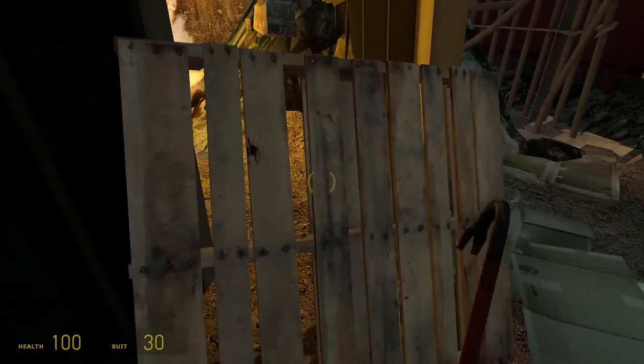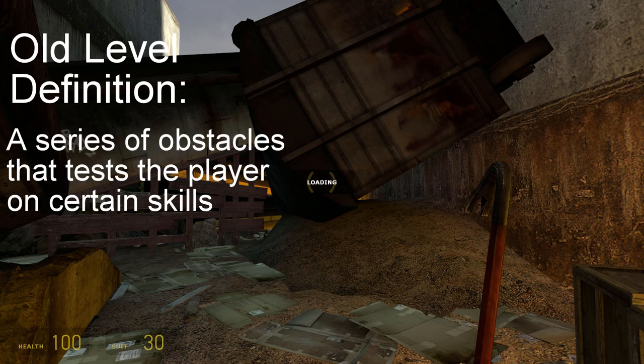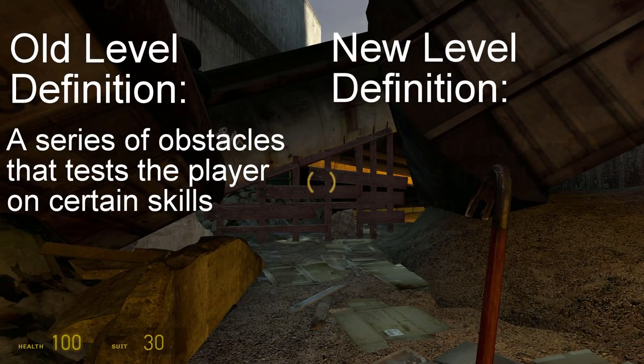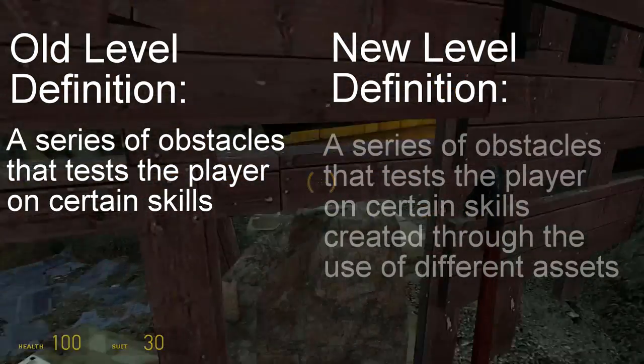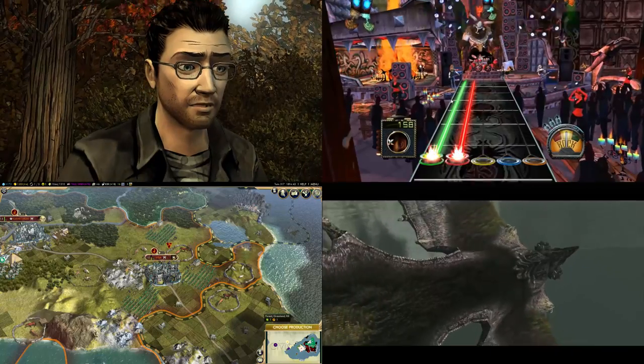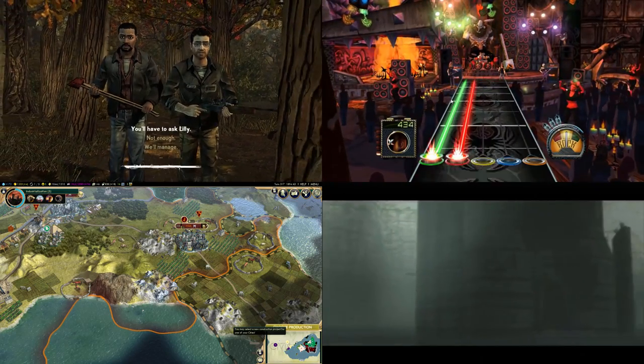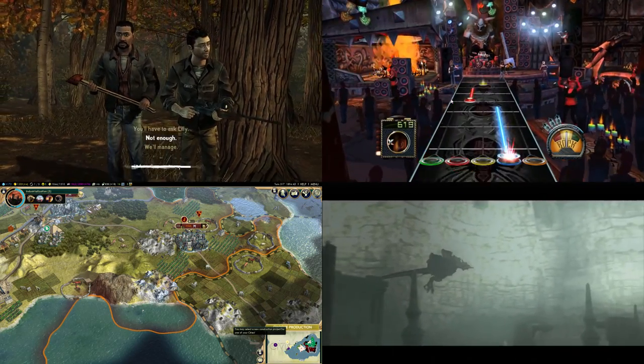So, if we take our previous definition of a level, a series of obstacles that tests the player on certain skills, we can now add to it a bit. Let's now say a level is a series of obstacles that tests the player on certain skills created through the use of different assets. So remember those four other examples I cited that were kind of questionable? Let's apply our definition to those.